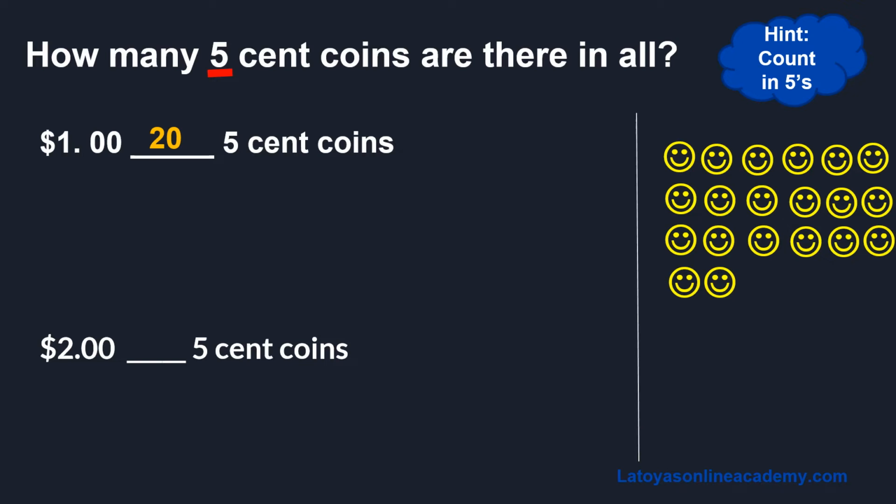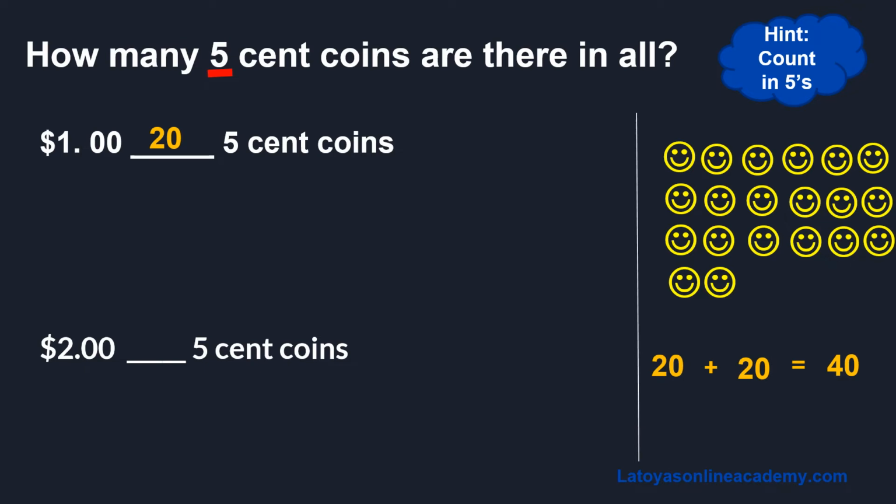Now, if there are 20 5-cent coins in $1, how many 5-cent coins will there be in $2? There is no need for us to count in fives until we get to 200. What can we do? If there is a total of 20 5-cent coins in $1, then we can add 20 in $1 and 20 in the other dollar, and that will give us a total of 40. So that means there are 40 5-cent coins in $2.